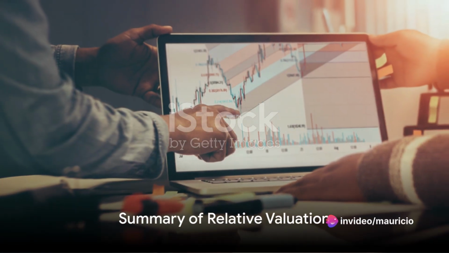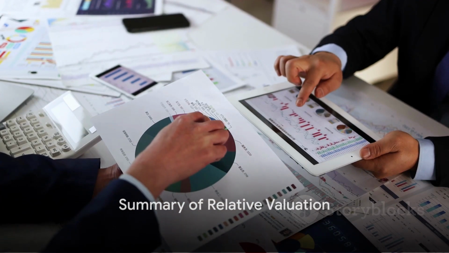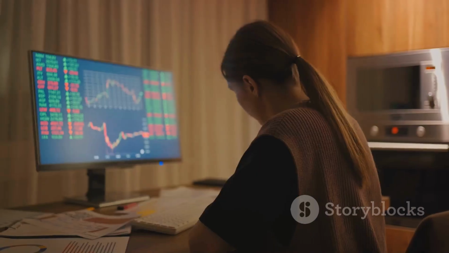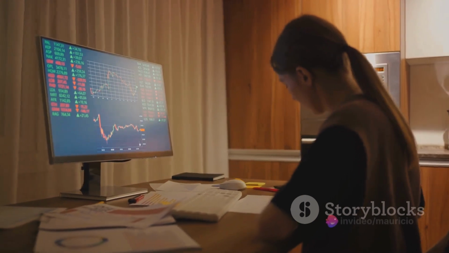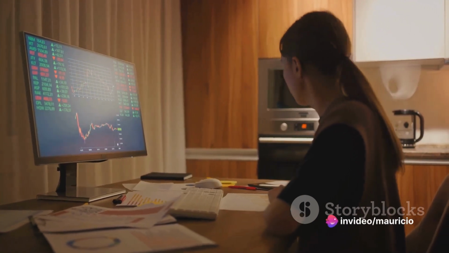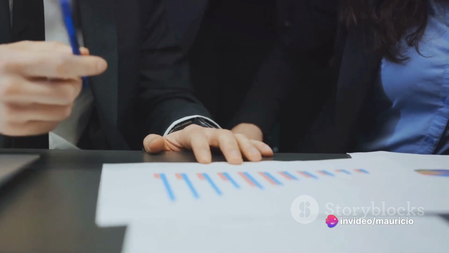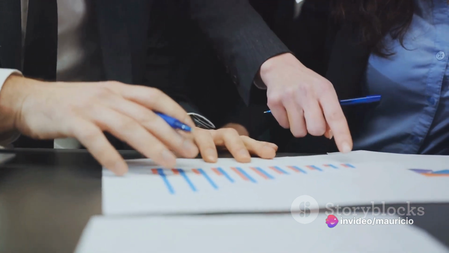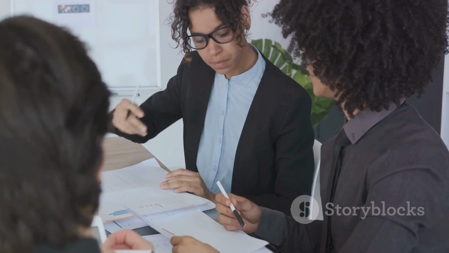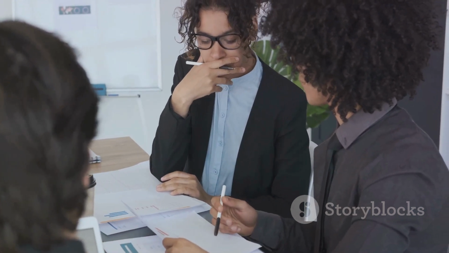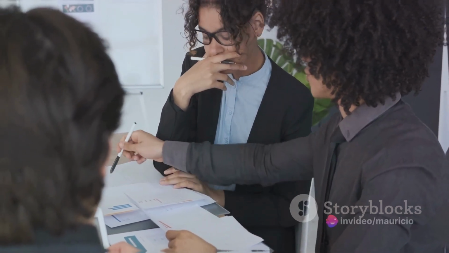In summary, relative valuation is a useful tool for estimating a company's worth. It involves comparing a company to its peers using valuation multiples, like the price-to-earnings ratio. However, these multiples should not be the sole basis for investment decisions. They should be used in conjunction with other valuation methods and a thorough analysis of the company's fundamentals.